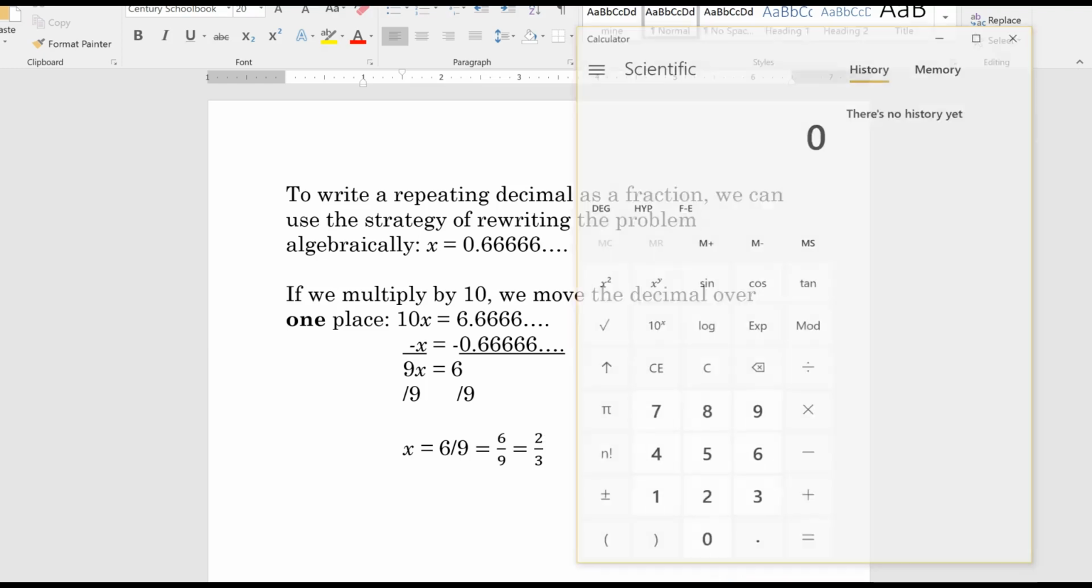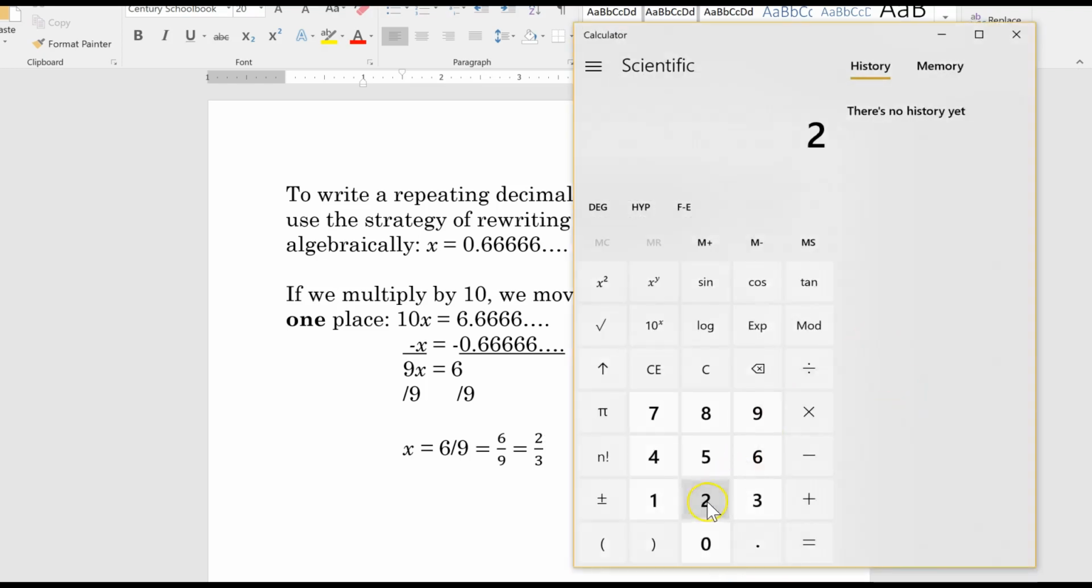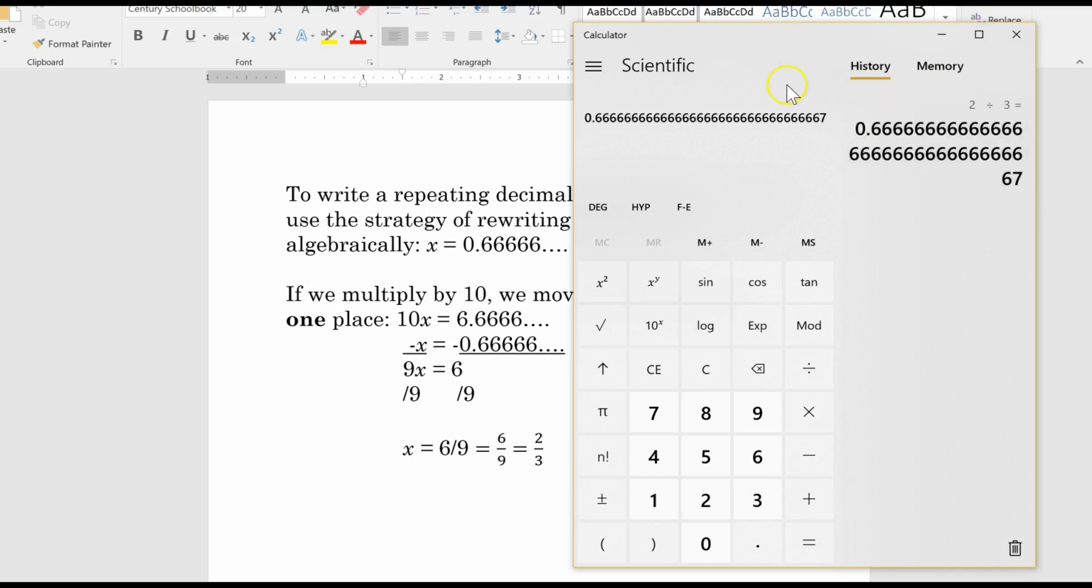You can always check it on your calculator and see. Sure enough, 2 divided by 3 is, there it is. Look at the little 7 on the end. That's my calculator rounding the last digit off. That is not real. It does keep going as 6's.